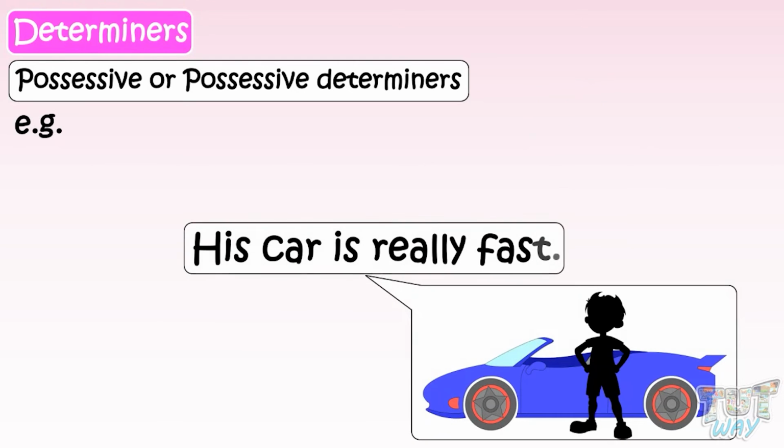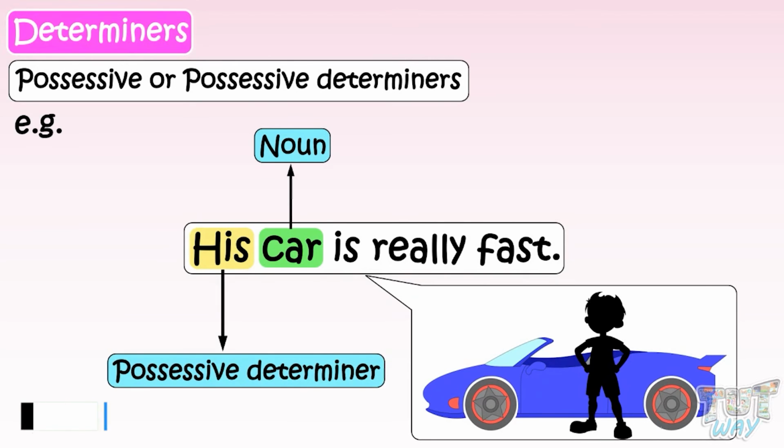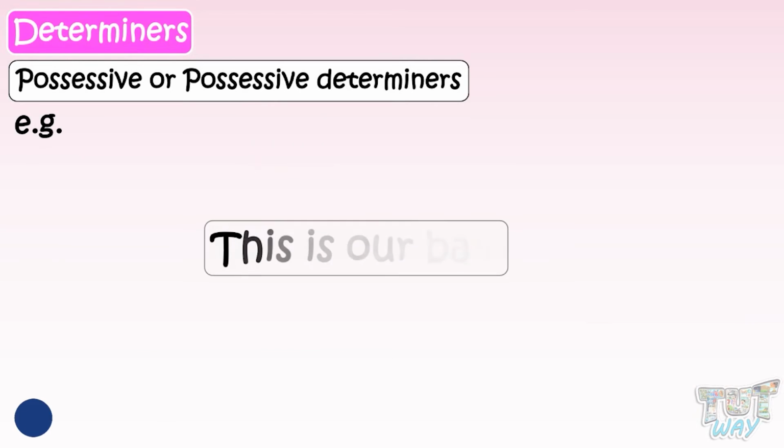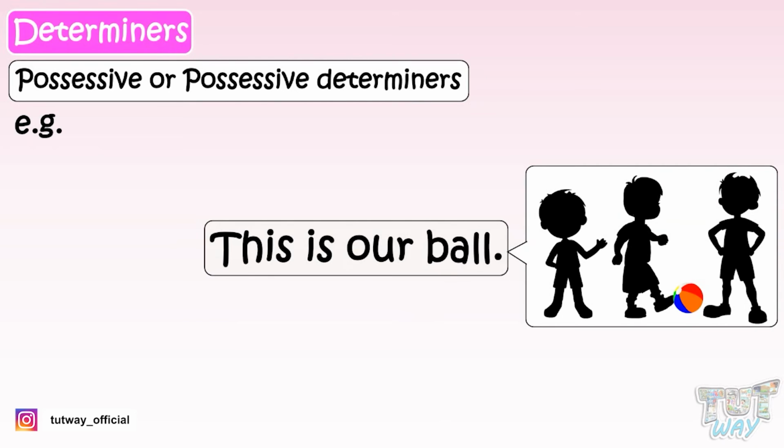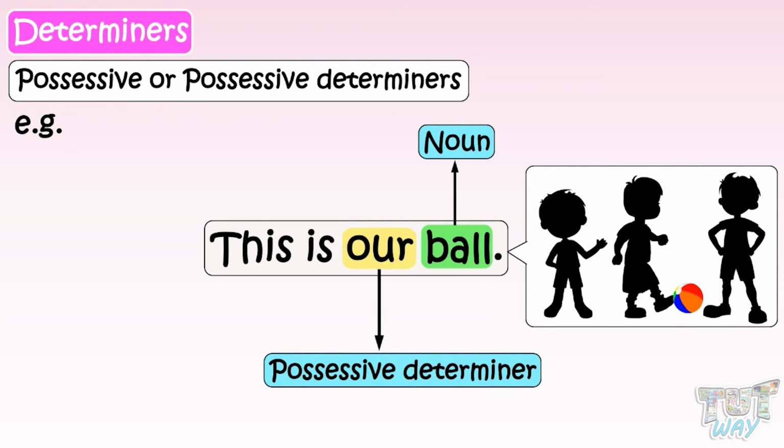His car is really fast. Here we have a noun, car, and the word that is before the car is his. His is a determiner, and it's a possessive determiner, as it suggests that the car belongs to a singular third person, male noun. This is our ball. Here the noun is ball, and the word that comes before the noun is our, and it's a determiner, and it's a possessive determiner, as it tells the ball belongs to plural first person noun.